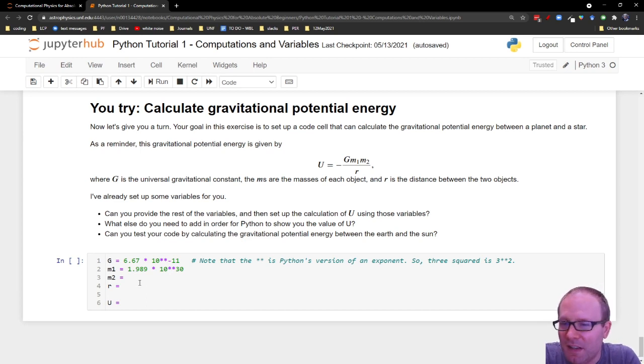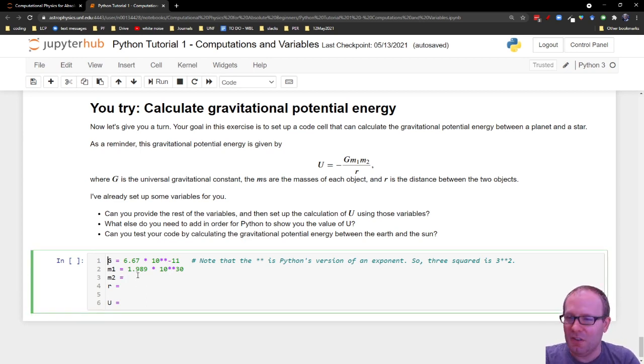What I'm asking you to do is fill out the rest of this information. I give you the universal gravitation constant. I give you the mass of the sun here. You could change that value if you want to. And then I'm asking you to fill in m2 and r. And then I want you to create the calculation for u here. Maybe you want to put it all in one line. Maybe you want to just put u equals negative g and then do updates. You do it however you want. Just carry out this calculation here, answer those questions, and you will be well on your way to success in computational physics.